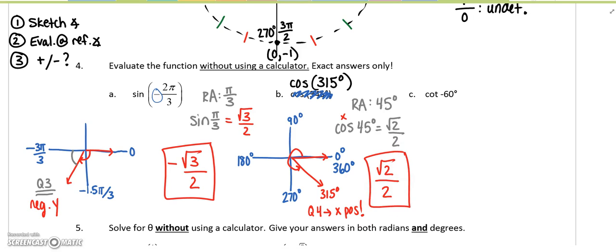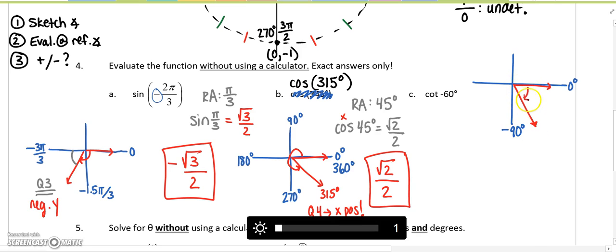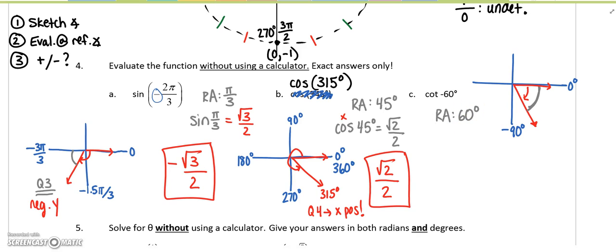Alright, last one. Cotangent of negative 60 degrees. So we'll draw it. Remember, this is negative, so I'm going backwards, negative 90 degrees. And we'll look at that. Negative 60 is right about here. Okay, so my reference angle would be this distance between negative 60 and 0. So that would be 60. So the first thing I'm going to do is evaluate the cotangent at 60 degrees.